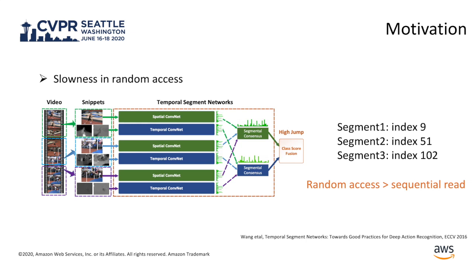When you train deep video models, for example, the temporal segment network proposed in 2016, you first divide a video into several segments and pick a random frame from each segment to form your training batches, like index 9, index 51, and index 102 here. But these indexes are randomly chosen. They may not be the keyframes, and usually they are not. So random access is more important than sequential reading in training deep video models. You can find more details about TSN or the other networks in my previous talk.